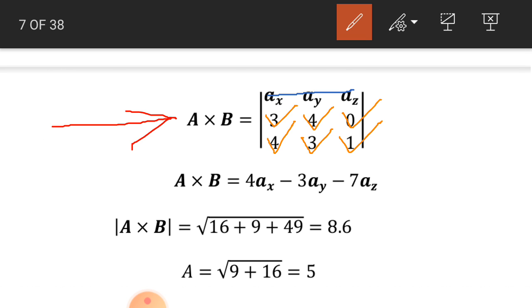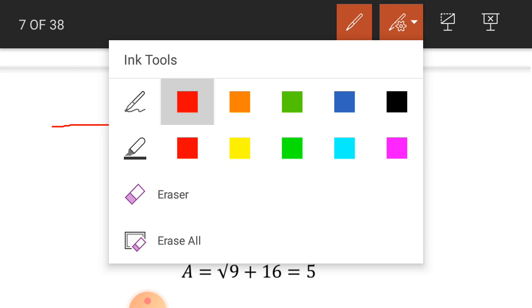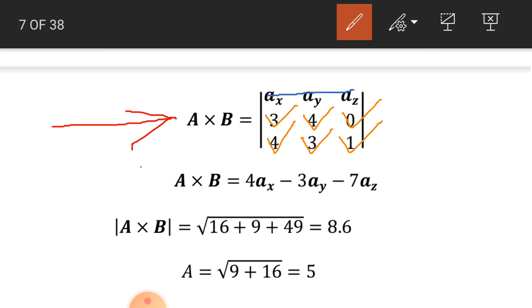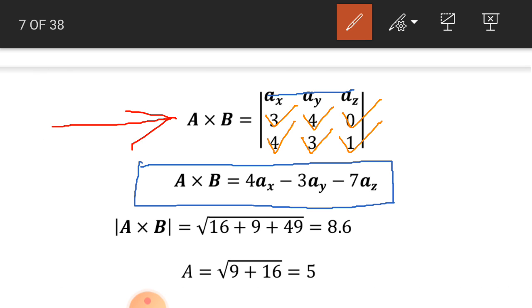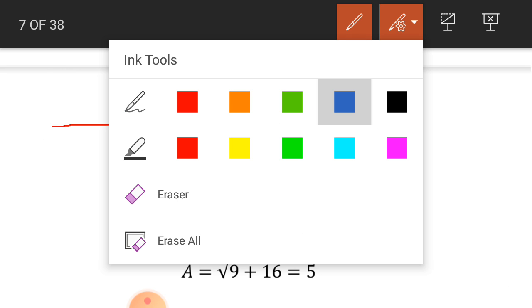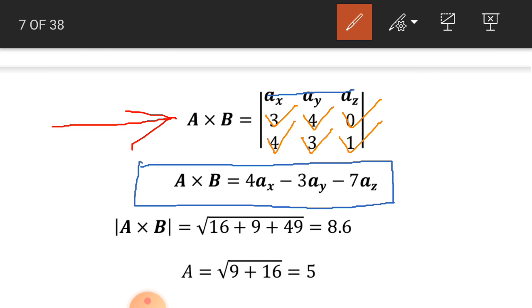We expand this determinant, and the expansion of this determinant results in a new vector. This is a three-dimensional vector, which is 4ax minus 3ay minus 7az. This three-dimensional vector will be normal to the plane containing A and B. We know that the resultant vector in case of the cross product is always normal to the plane containing A and B.